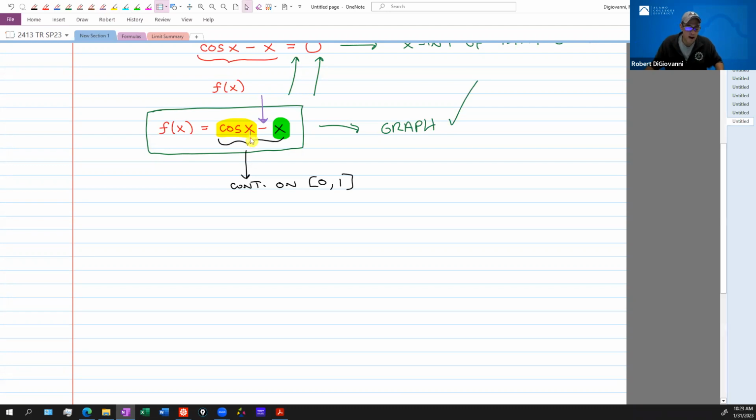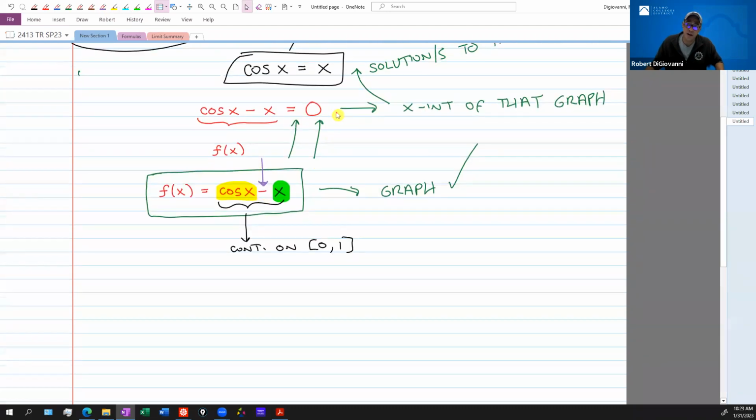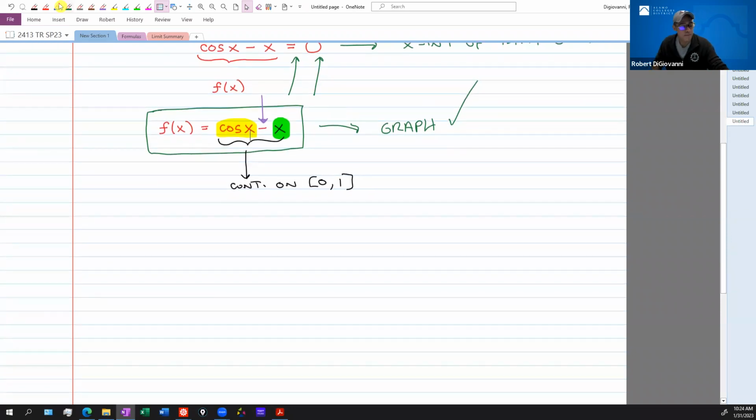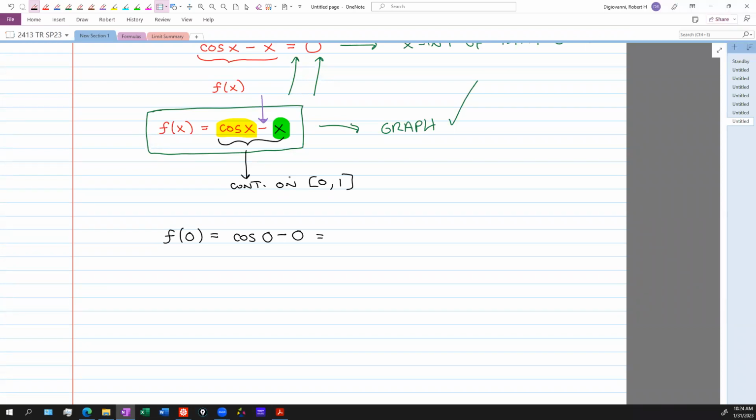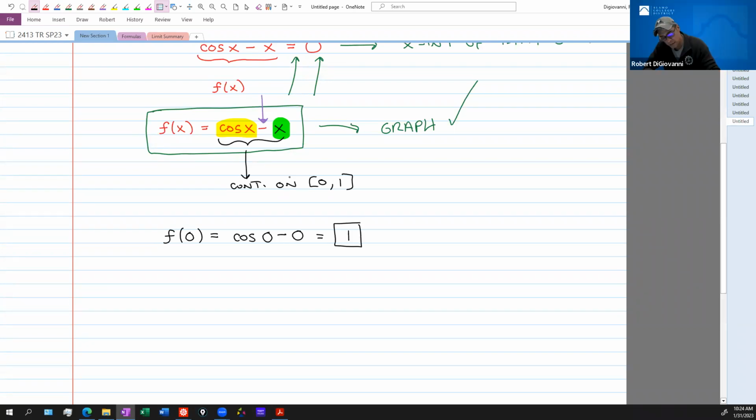And I'm trying to figure out when this function hits the x-axis, right? So here's what I'm going to do. I'm going to take this function and plug in the left endpoint. So I'm going to plug in 0 into this function. We may need a calculator here, so if you have one, grab it. But for 0, this should be easy. If you plug in 0, you get cosine 0 minus 0. And we all know from pre-cal that cosine of 0 is 1. Okay, so this is 1, right?